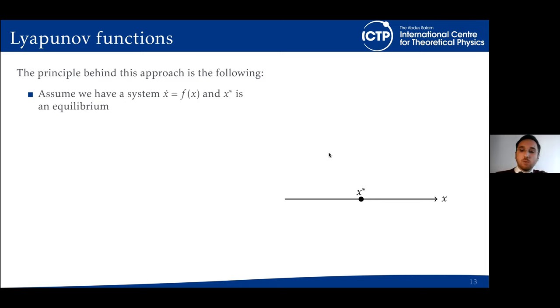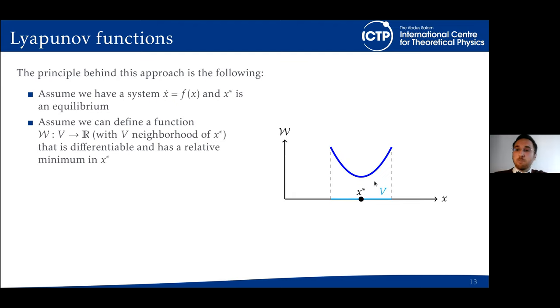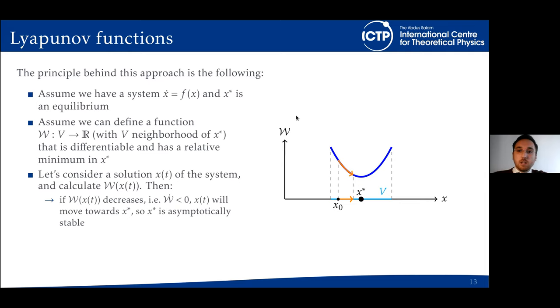Assume now that we are somehow able, and I'm going to explain how in a few slides, to define in a neighborhood of this point a function W that has a minimum in X star, the equilibrium. Now, if we had the solutions of the system and we computed the value of this function along the trajectories of the system, for example, we could find out that this function is decreasing along the trajectories. So for example, we would be in a situation like this.